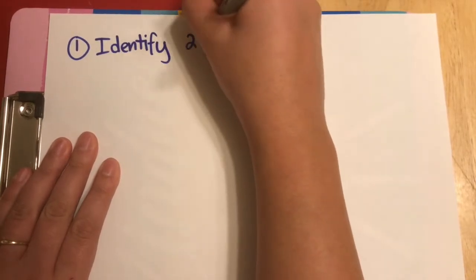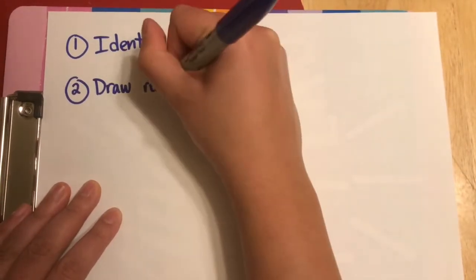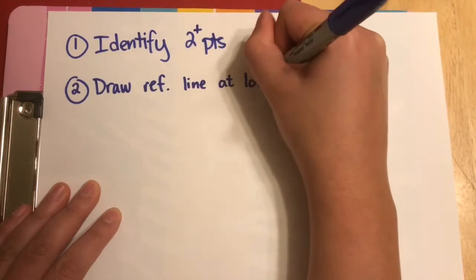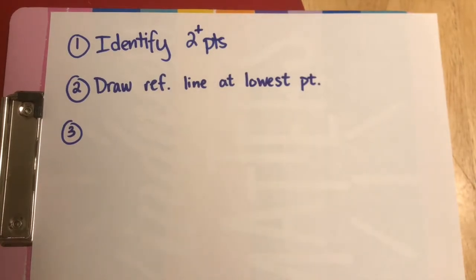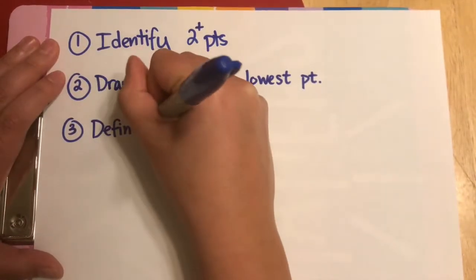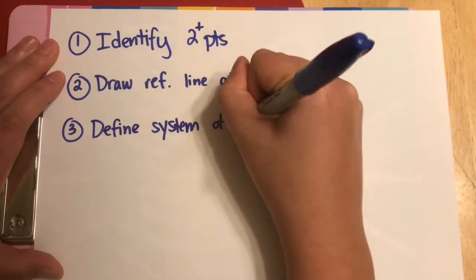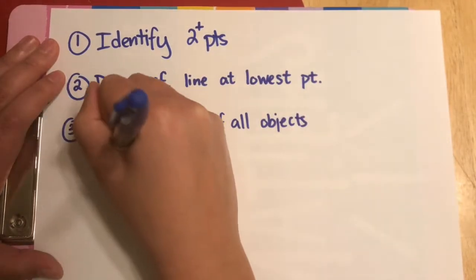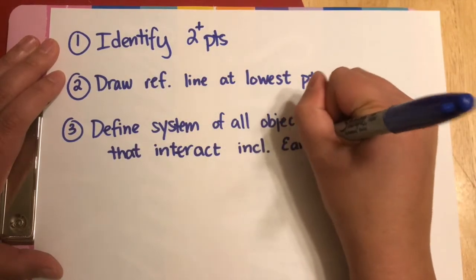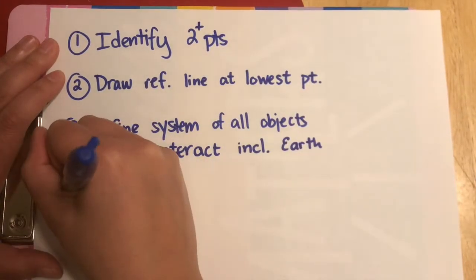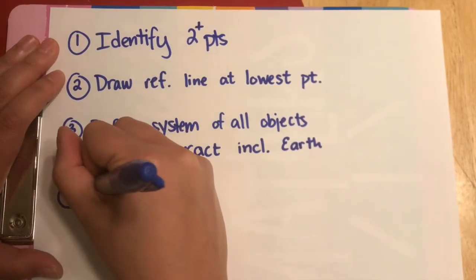So if I had to sum this up for you, it goes something like this. First off, identify 2 points or more at which you can identify the energies. Sometimes this will be done for you. Draw a reference line at the very lowest point of motion in the system. This allows everything to be positive, and maybe the energy is 0 in some places. Then, define the system of all the objects that interact with each other. Usually, that's going to be the Earth plus some moving object, and sometimes a spring.